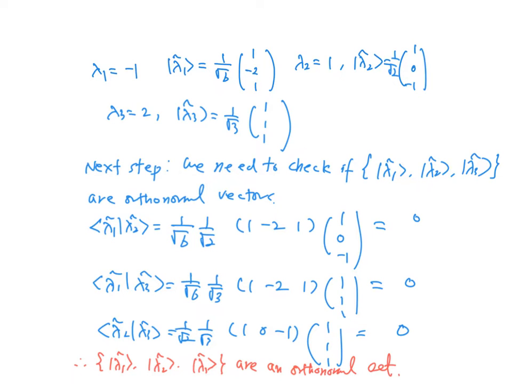Actually, that's also a property of Hermitian matrices. If you look at the eigenvectors and eigenvalues of a Hermitian matrix, the eigenvalues are real, and the normalized eigenvectors form an orthonormal set. Those are the two basic properties of a Hermitian matrix, and we just checked that. Now let's go back to the spectral theorem and see if they really satisfy it.